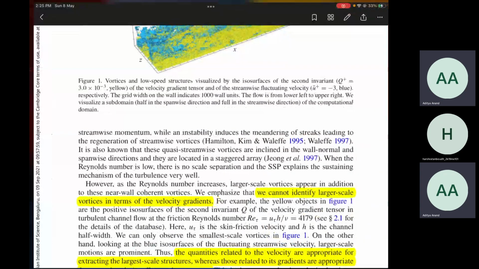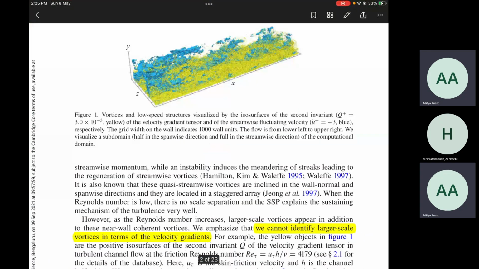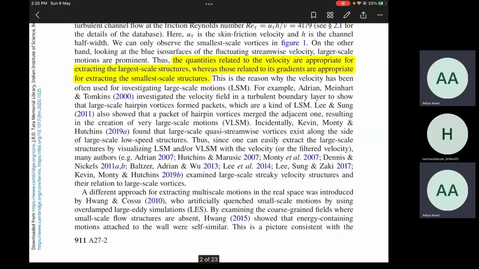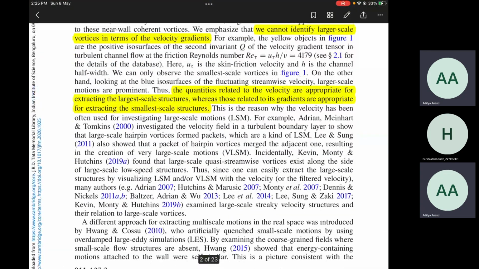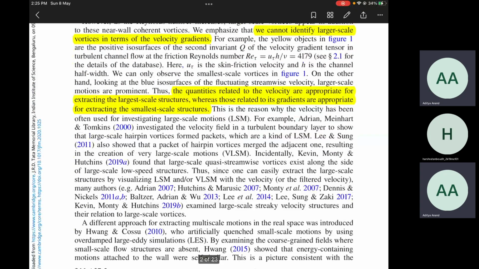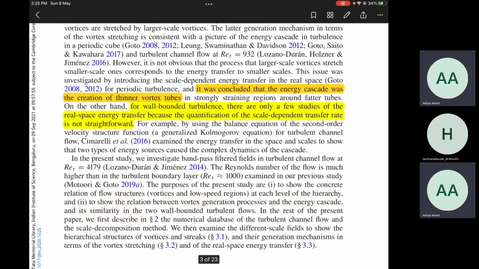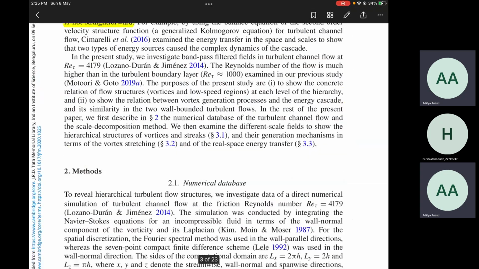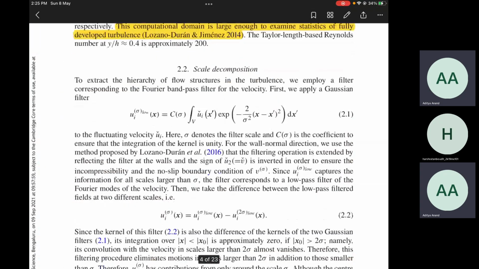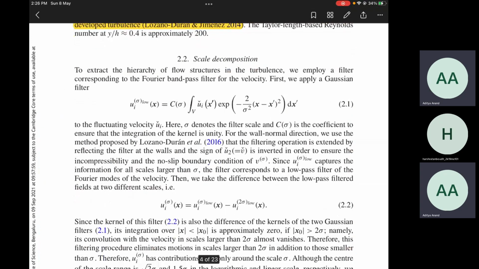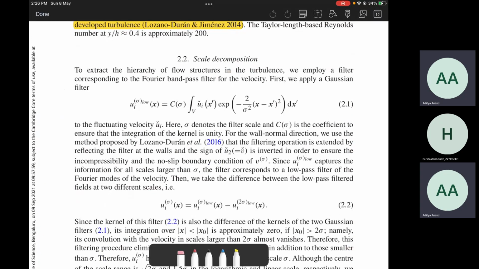Okay, so they identify these large scale and small scale structures for various scales of the band pass filter they have used. Here they describe the band pass filtering procedure that they have used.